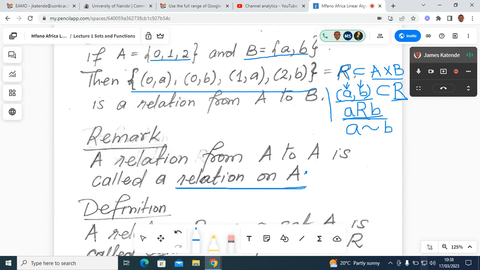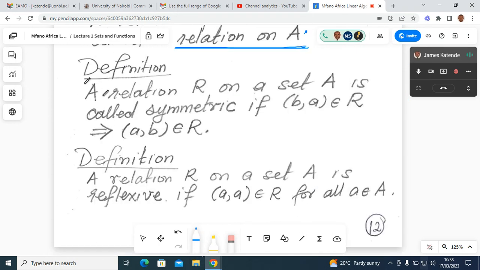So a relation from A to A will be called a relation on A. So we go to a definition.